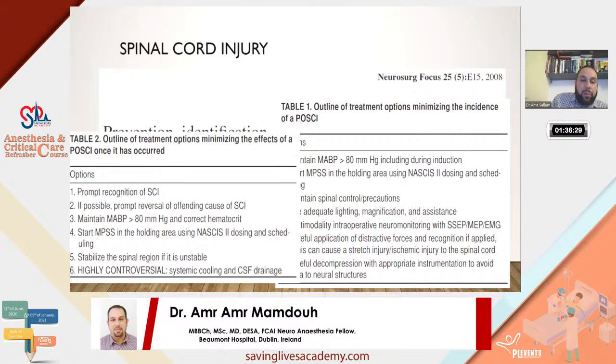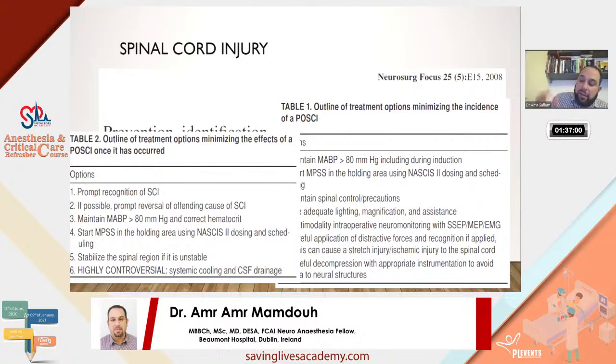I cannot strengthen more and focus more about the requirement of keeping the blood pressure above 80 in these cases when it's confirmed. Using of steroids, yes, still some of the surgeons are still using the CSF drainage, and others will go for the systemic cooling, but all of these are unproven, and they have a lot of complications and side effects that will discourage us from going for that one.